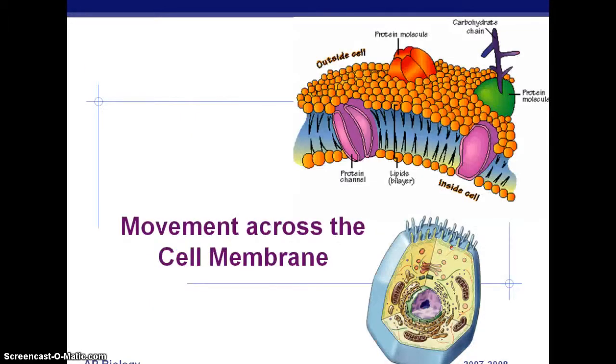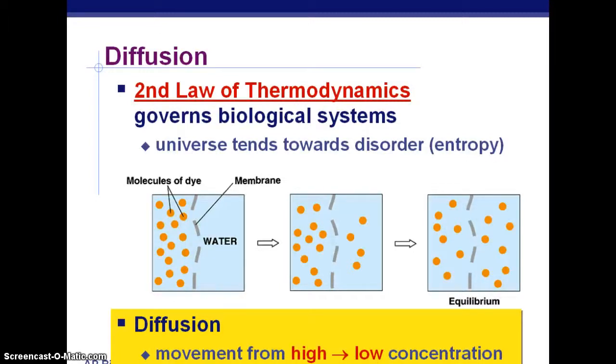Let's talk about how things move across cell membranes. So the second law of thermodynamics says that the entropy, or the randomness of our universe, is always increasing, which means that particles or molecules move in a random fashion. So diffusion is defined as the movement of a molecule from high concentration to low concentration. So the molecule here moves across the membrane from high concentration to low concentration until it reaches what's called equilibrium, where it doesn't mean that there's no more movement. It just means that for every molecule that moves in this direction, we have a molecule that moves in the opposite direction, keeping it in equal balance.